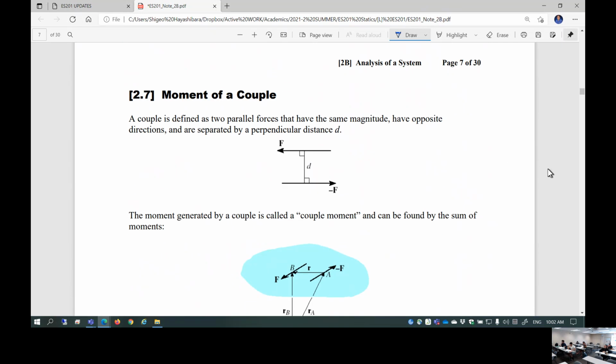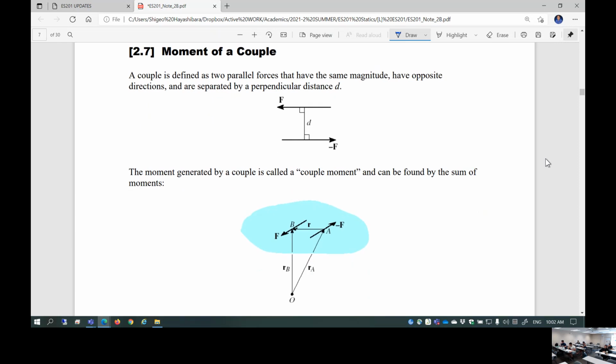So next, it's a very easy subject, moment of a couple. Suppose you have two forces, force F and force F, applied in opposite directions with a distance d away from each other. This pair of forces creates the couple moment. This is going to create the moment.